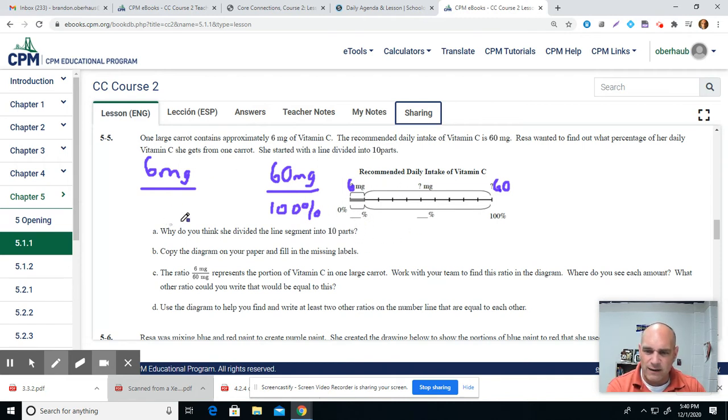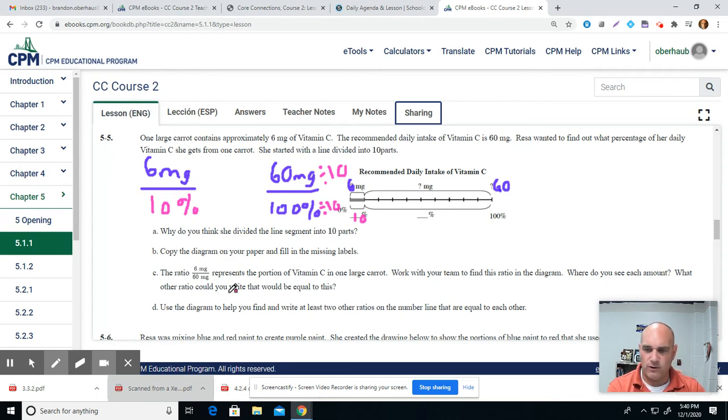So now, can I find out what percent this is? Can I find out what this little chunk is? Well, I could do this. I did 60, and I divide that by 10. That gives me 6 milligrams. If I divide this by 10, then I also have to divide this by 10. 100 by 10 is 10. So I know that 6 milligrams is going to be 10% of what she's supposed to have all day long. Okay, write down what we know and then figure out how we can get there.